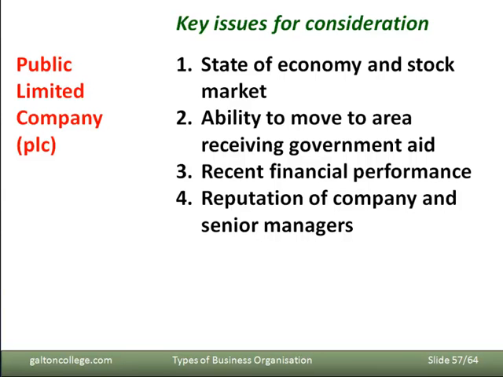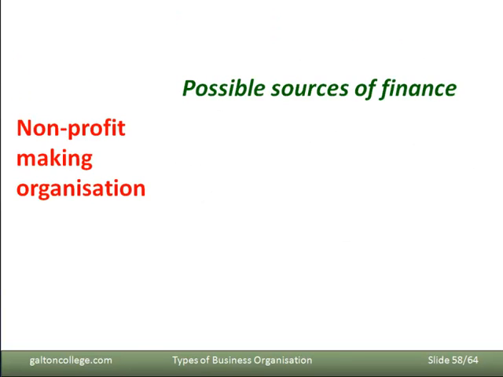Now let's, as I said earlier, just have a quick look at the non-profit making organisations. These are non-commercial, so we'll just tag it on to the end and just have a quick look at the sources of finance for these. Well, the most obvious one is the charitable donations. If we see a non-profit making organisation, it tends to be charitable, it tends to be doing good work in the community, helping people, and we donate to it.